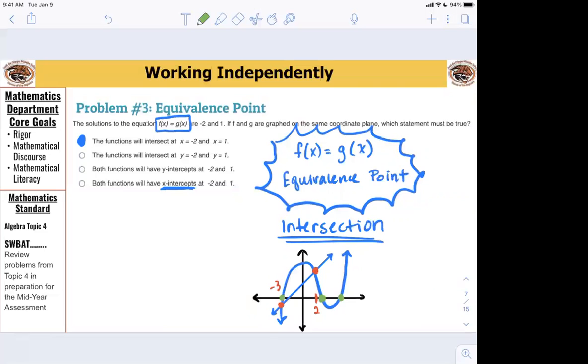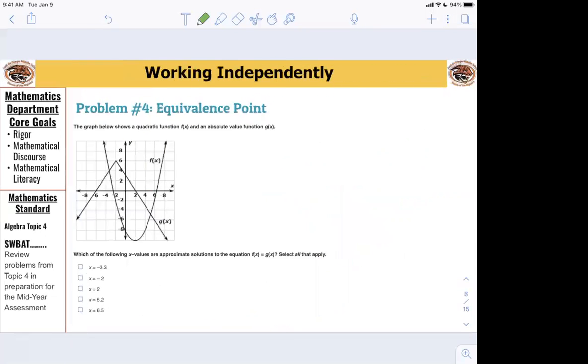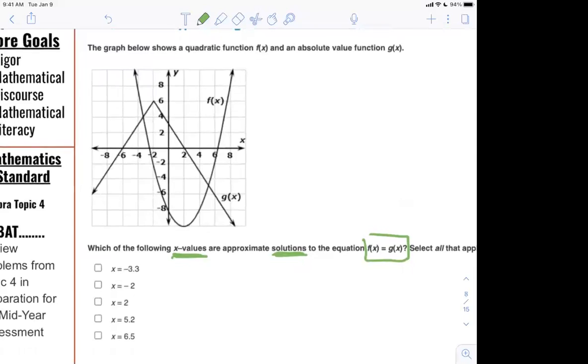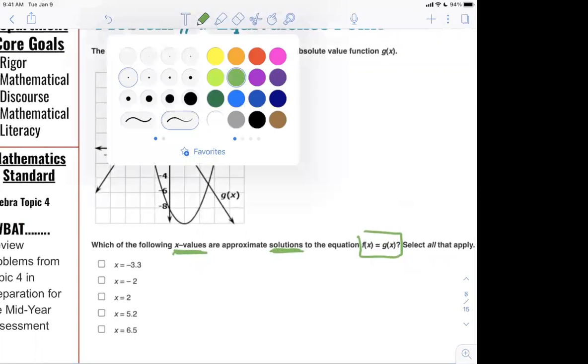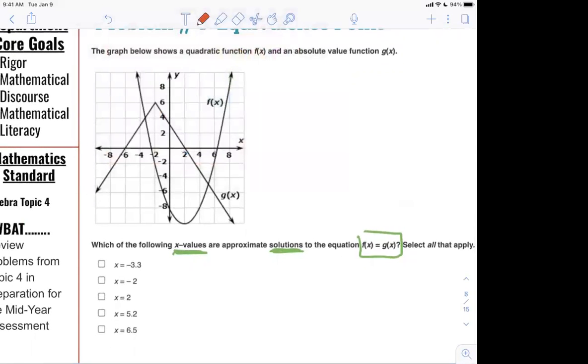All right, number 4. Oh, here's an equivalence point. Okay, perfect. The graph below shows f of x and g of x. Which of the following x values are solutions to f of x equals g of x? So we know we're looking for the equivalence point. We're looking for the places where they meet up. But more specifically, we're looking for the x values. So if you have an answer, go ahead and put it in the chat.